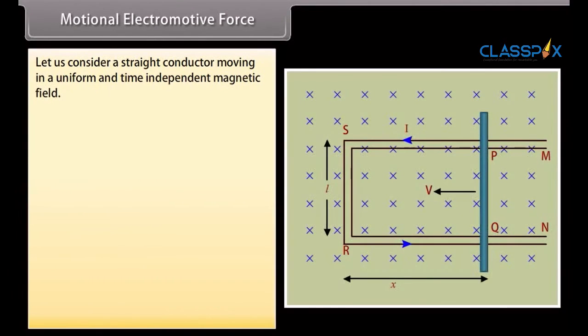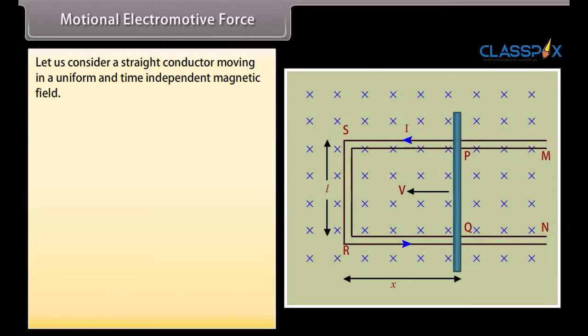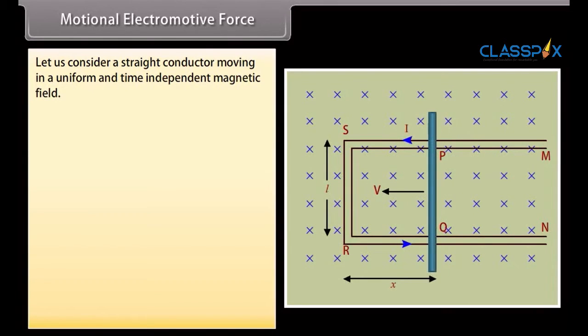Motional electromotive force. Let us consider a straight conductor moving in a uniform and time-independent magnetic field. Let a rectangular conductor PQRS in which the conductor PQ is free to move. The rod PQ is moved with a constant velocity v. It is placed in a uniform magnetic field B which is perpendicular to the plane of the system.